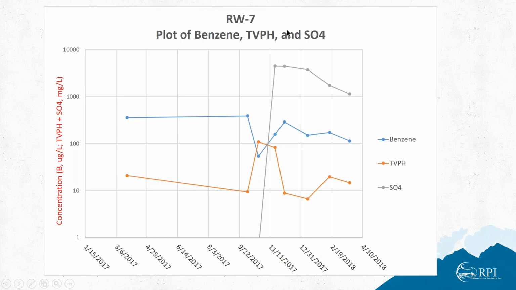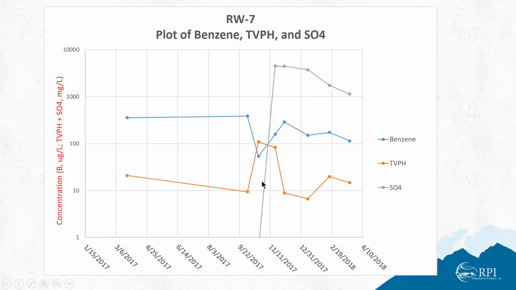Here's another one of those recovery wells, and I'm showing you a plot of benzene, TVPH, and sulfate. When the injections are completed, the sulfate does spike. So you can see clearly where the injections took place, and where the baseline values of both benzene and TVPH were previously. The benzene during the injections fell. This kind of response is very common when activated carbon is injected in the ground, where you see a drop and then a rise and then a downward trend.